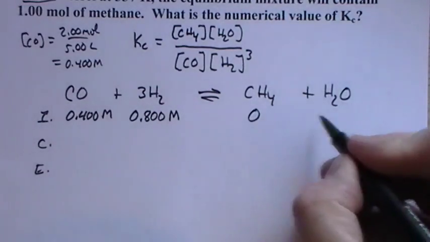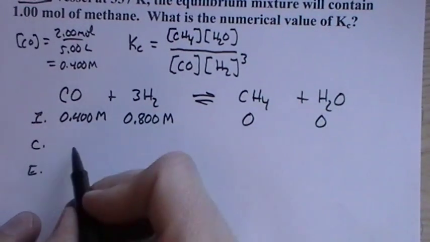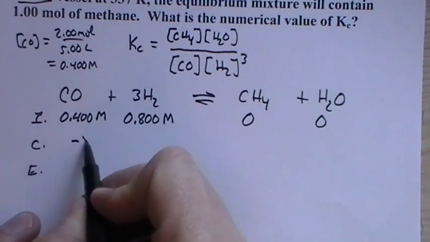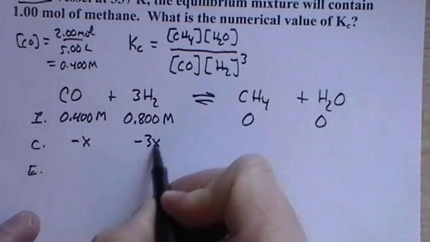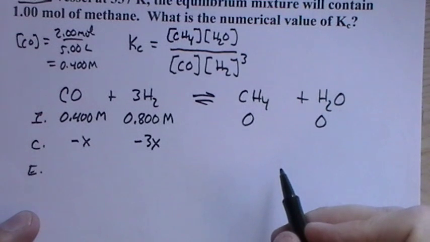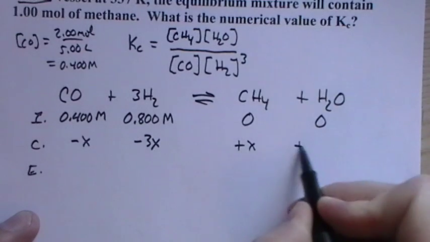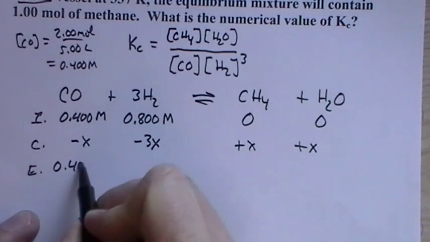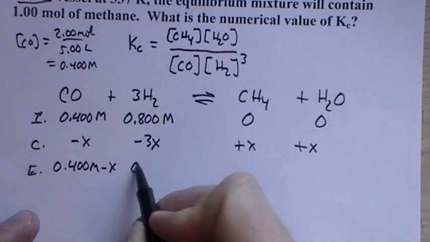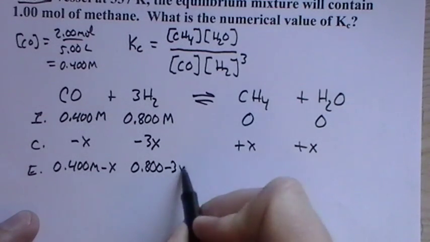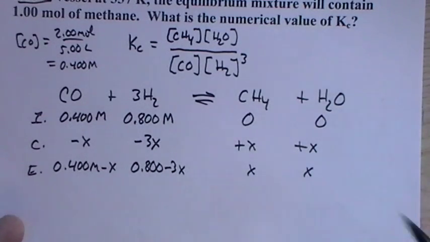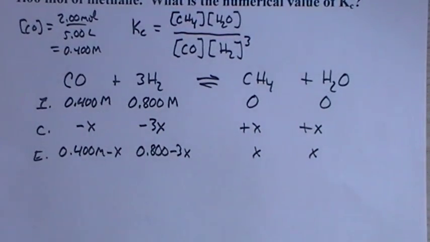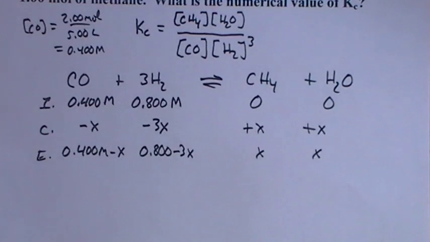They gave us nothing to start with for either of these. Now we have minus x, minus 3x. Let's see. Is that right? Yeah. And then plus x, plus x. Now we're in terms of concentration. Get used to this, because even though we used moles before, most of the time we're going to be using moles per liter for the rest of this chapter and the next. And actually 3 chapters after this.